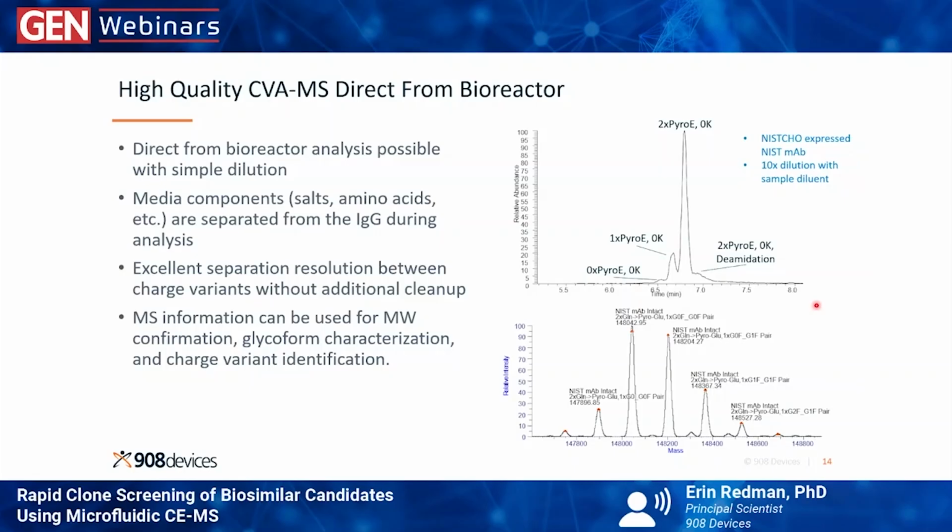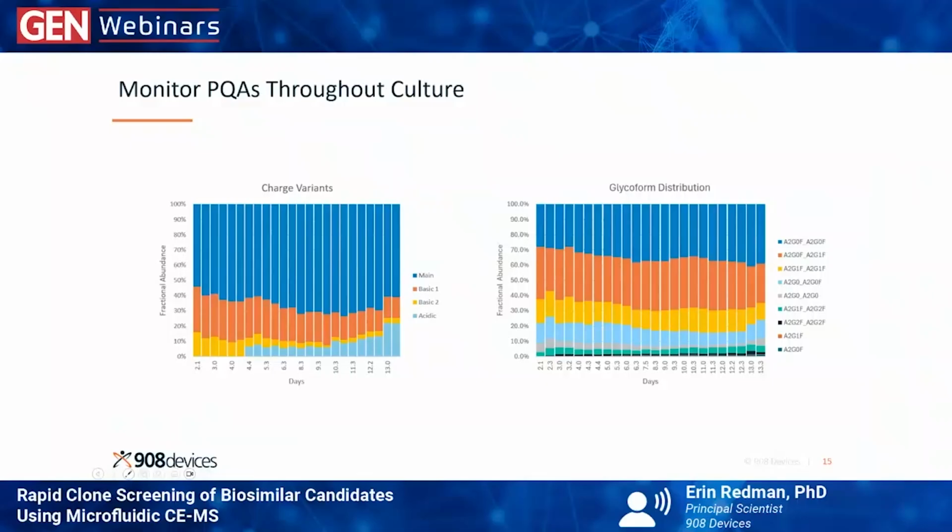In this case, we're able to separate two basic variants, and again, an acidic variant, and identify the basic and acidic variants from the mass data, and also assess the different glycoforms on the antibody. If we analyze samples from throughout a bioreactor culture, we can actually observe changes to the antibody product as it's expressed. On the left, we have a figure showing the charge variant distribution at various points throughout a 14-day bioreactor run. And on the right, we have a similar figure showing the glycoform distribution.